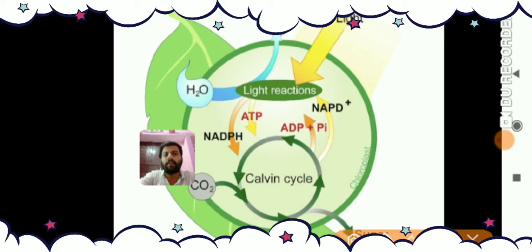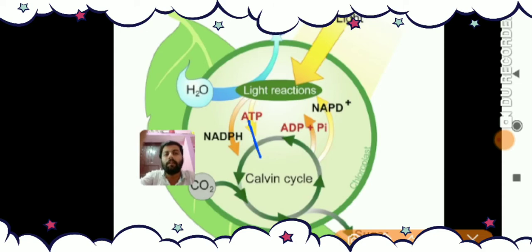That is what? Photolysis of water. Photolysis or photocatalytic splitting of water. Why is it known as photolysis of water? Here, decomposition of water into hydrogen ion and oxygen takes place with the help of sunlight. That's why it is known as photolysis of water.